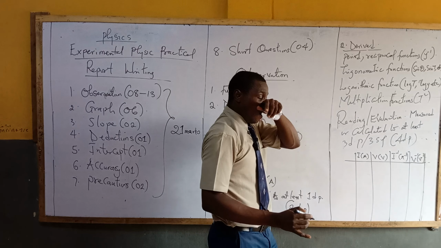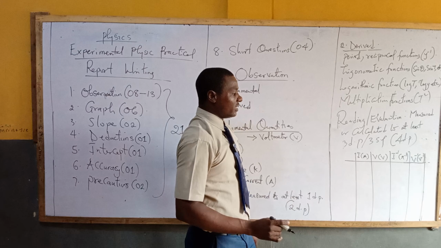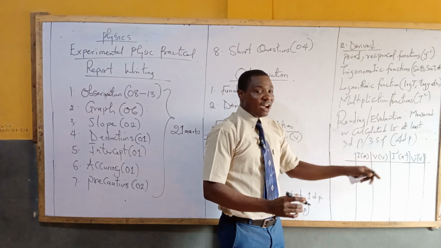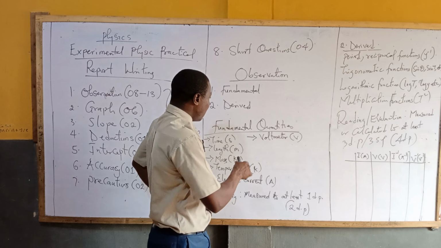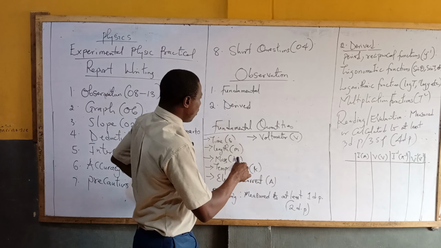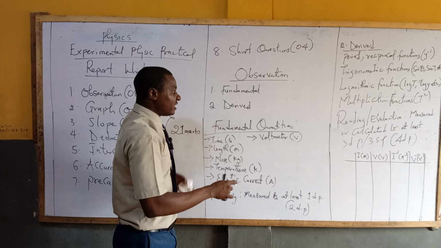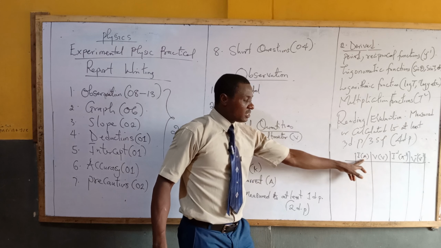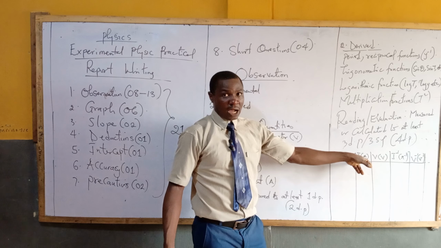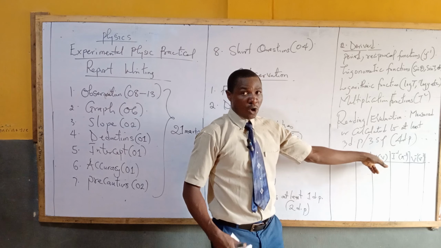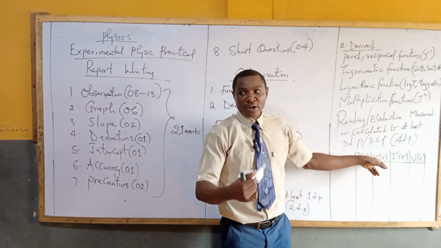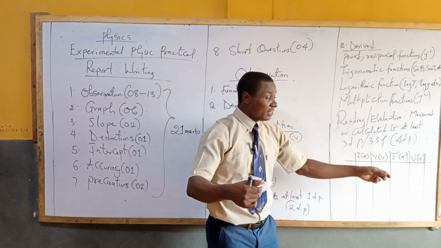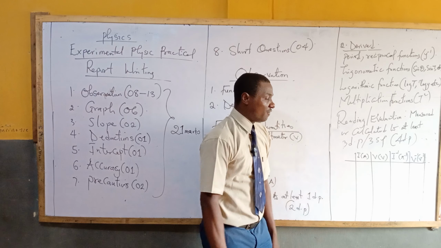Now, when you have written all the headings, it is expected that for every fundamental observation you have, you put your units. Like in this place, if you did not put your unit, you will be marked down. If you did not put your unit here, you will also be marked down because these are fundamental observations and their readings were obtained from a measuring device.